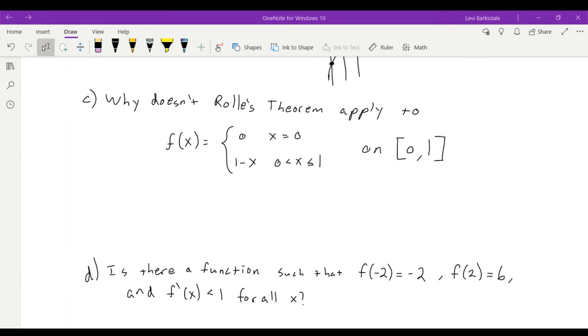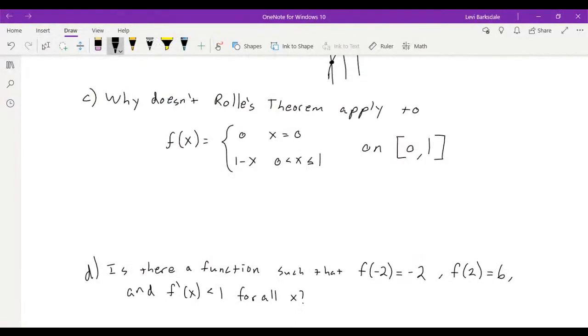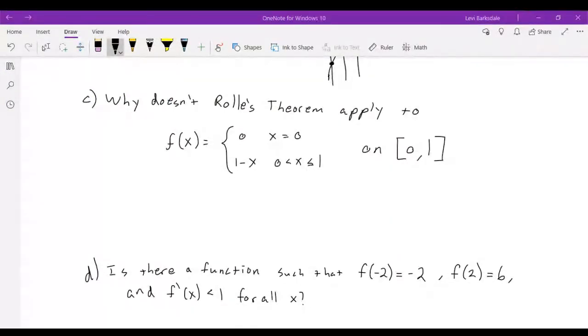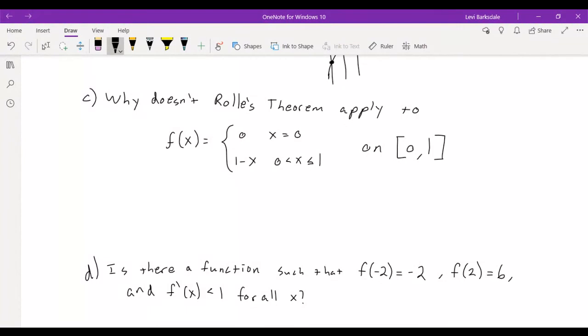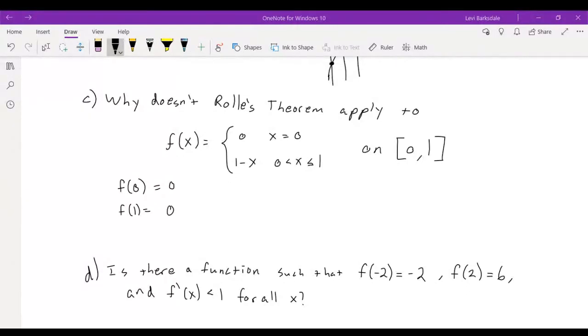Reasoning for C is that f of A is not equal to f of B. Not quite, because if we look at this, we can see that f of 0, by our function definition, is 0, and f of 1 is equal to 1 minus 1, which is also 0. So it's not that f of A is not equal to f of B, because they are. The correct answer is that it's not continuous, which I see you just said.